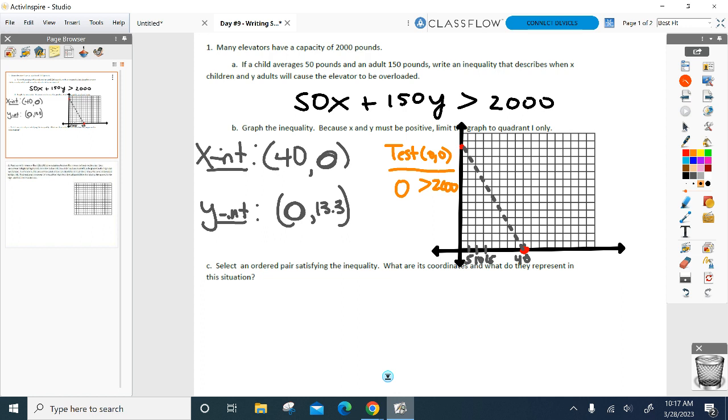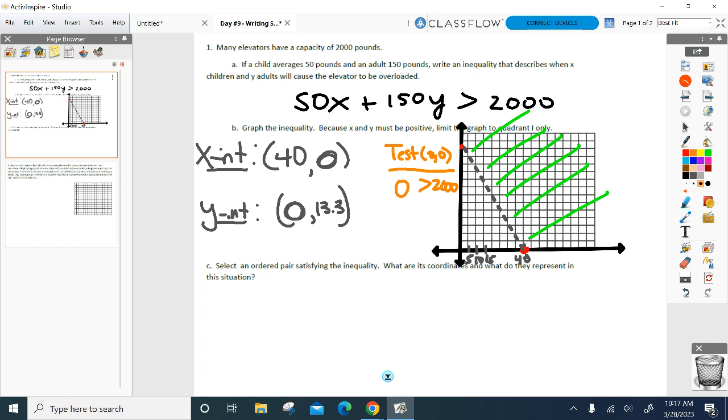Remember, everyone good? If it doesn't work versus it does, where to shade? So I want to shade away from 0, 0. So above this line. Okay, shaded above. And now I got a couple follow-up questions, so be prepared for these now.